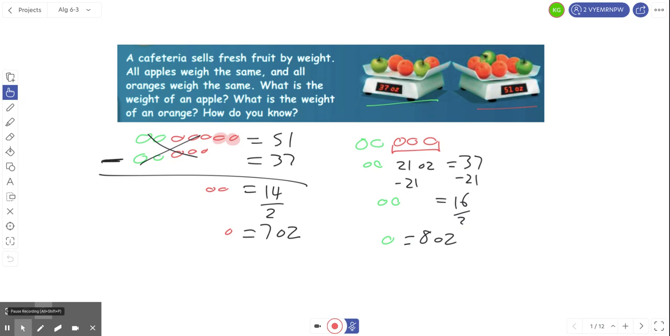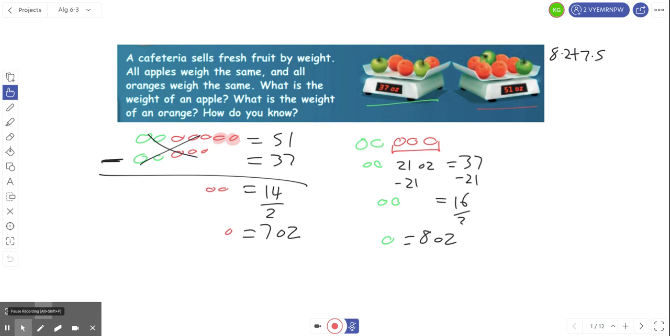And then I can go back and I can put those weights into the 2 different situations and make sure that I got them correct. So here it would be 8 times 2 plus 7 times 5. And I would make sure that that equals 51, and it does.